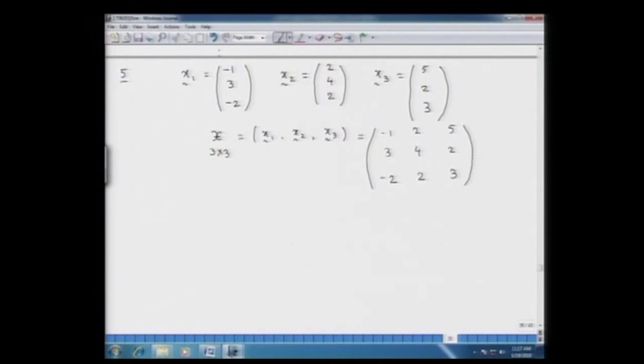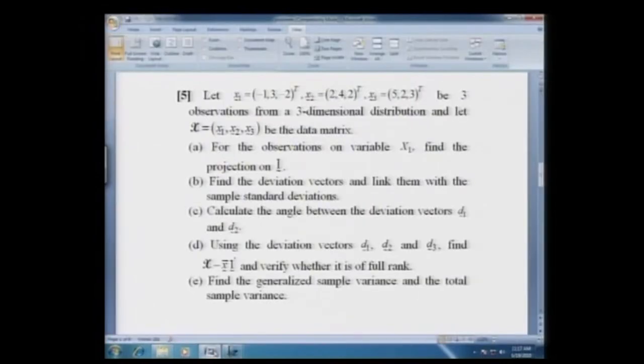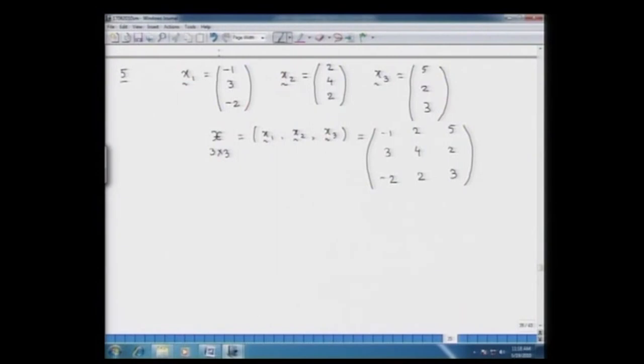Now, given this particular information, let us see what the problem is asking. This is the first part of the problem: for the observations on variable x1, find the projection on 1, the column vector in 3 dimensions, each element being 1. This is what we are trying to get first.